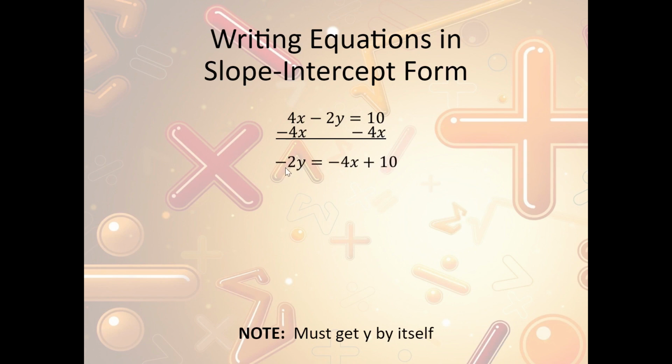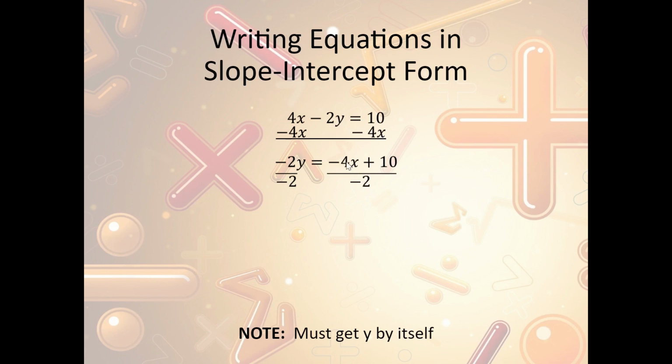Now I'm going to get rid of whatever's over here with the y. Well, I got a negative 2 over here, and it's being multiplied by y. So I'm going to undo that by dividing. So I'm going to divide both sides by -2. That gets rid of this, because -2 divided by -2 is 1, so it's just 1y. So that's what I want, just y.